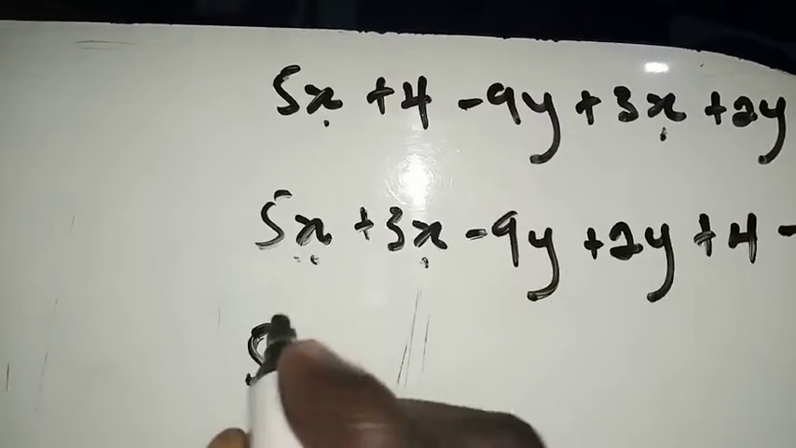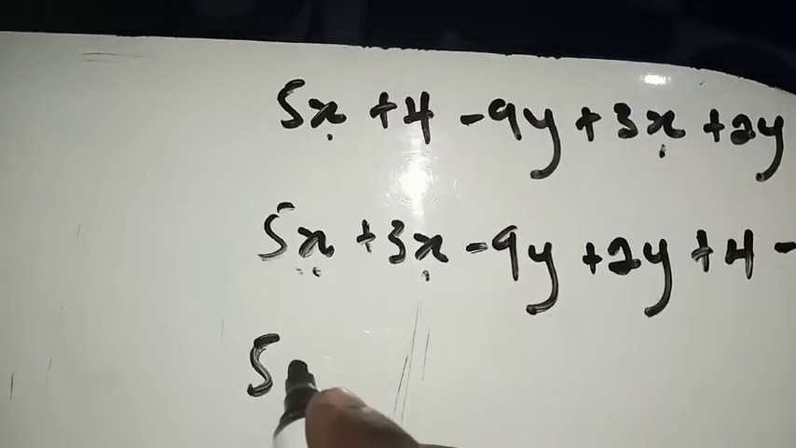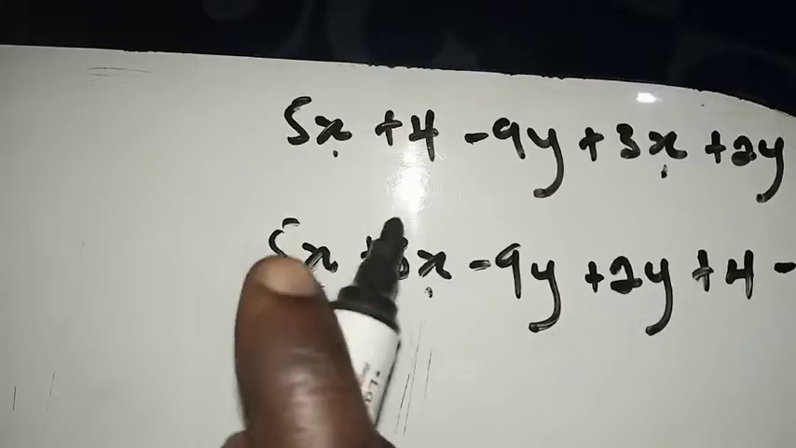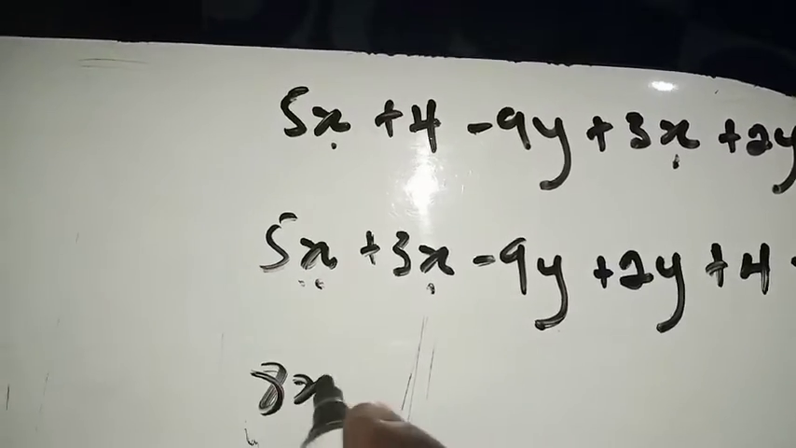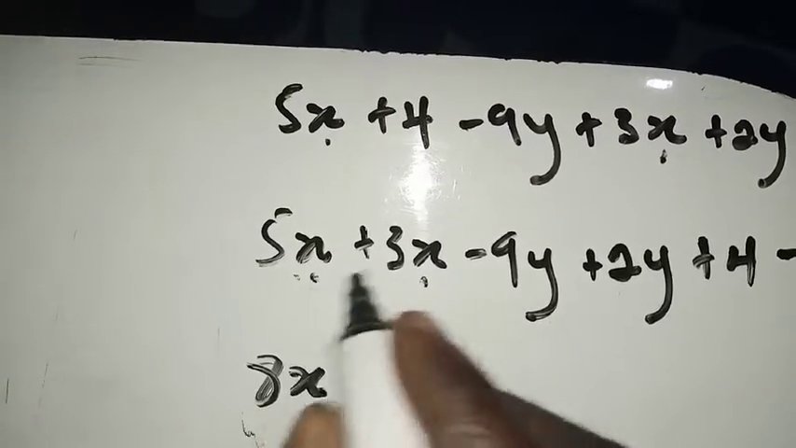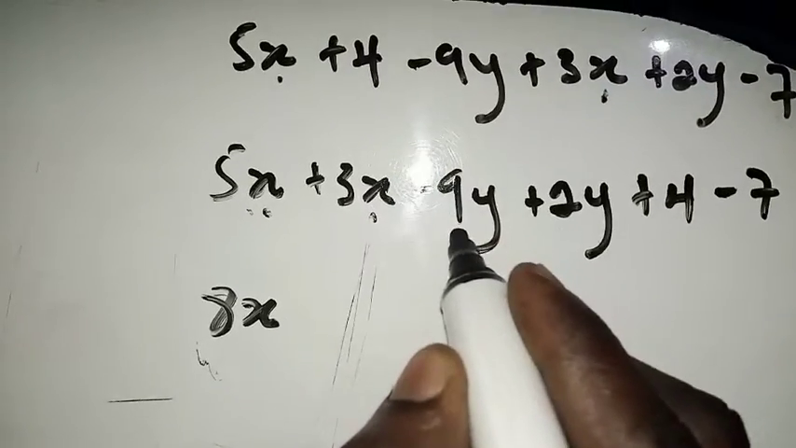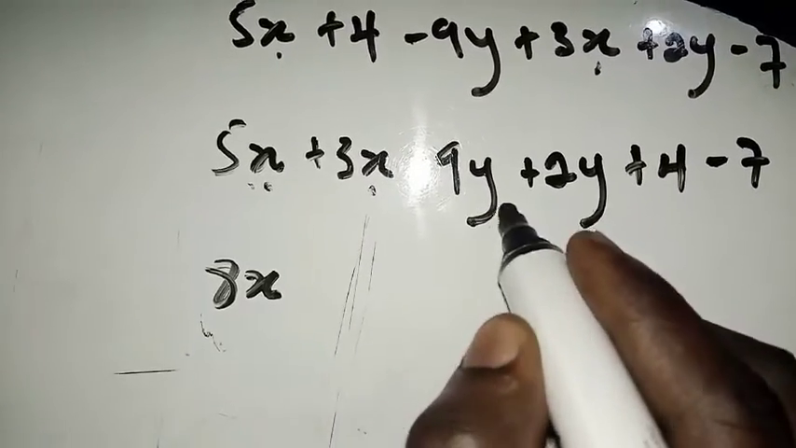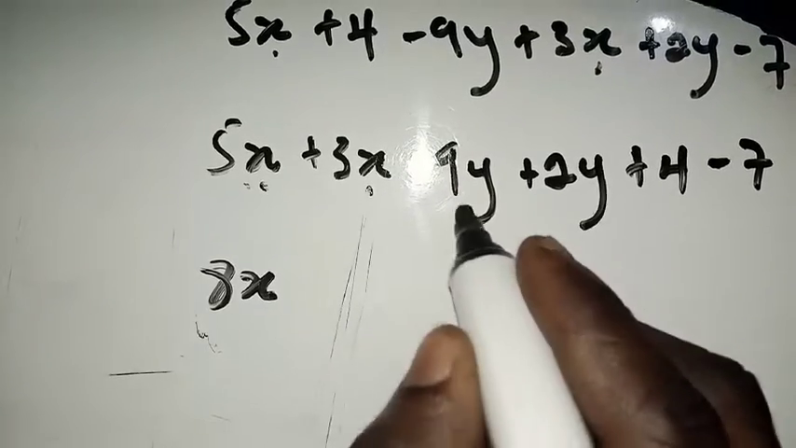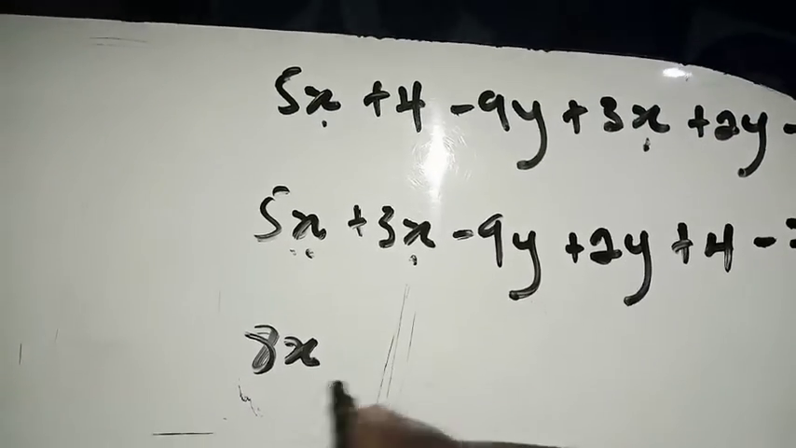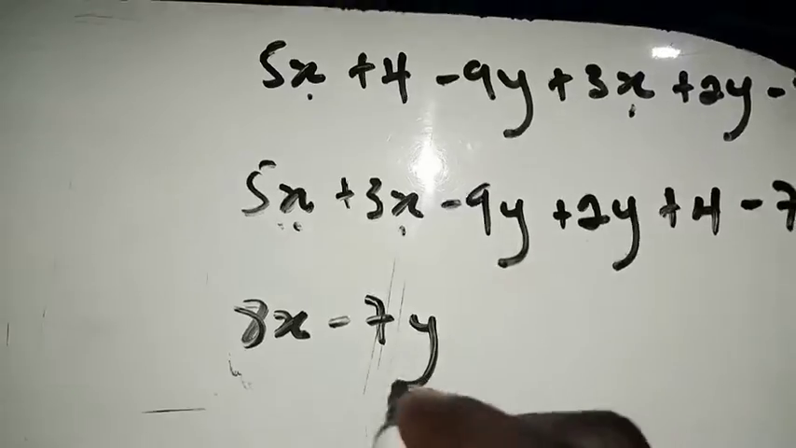So here is going to be 5 plus 3, which gives us 8, right? So I can choose to write 8x here. These two people are coming from the x family. And here it is negative 9 plus 2, right? So the number attached to the y is what we are working with. Negative 9 plus positive 2 will be minus 7y, right?